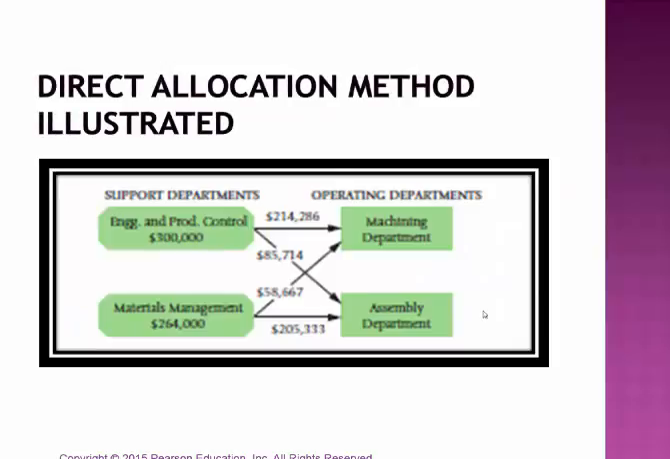Here's also what it looks like if you wanted to see it in a picture form. Okay, so we've got the support departments over here. Engineering and production control had 300,000. 214,286 of it went to machining. 85,714 went to assembly. Straight to those operating departments. Materials management, 264,000. Straight to the machining department, 58,667, and directly to the assembly department, 205,333. Easy. Spend some time on it.